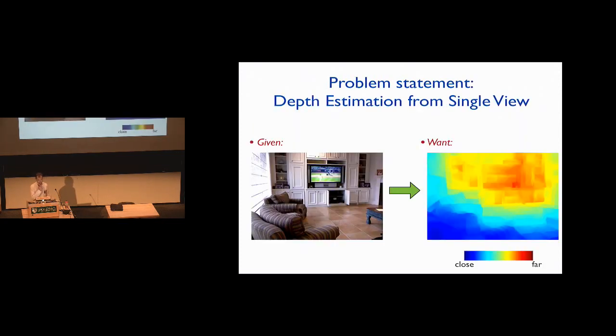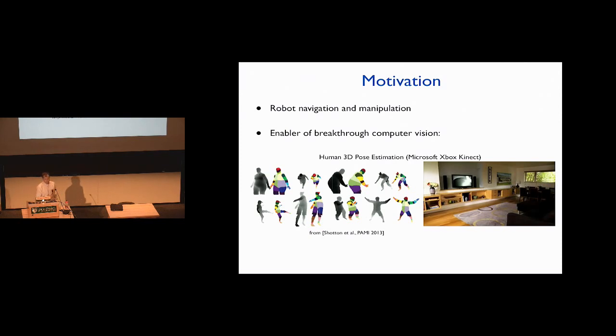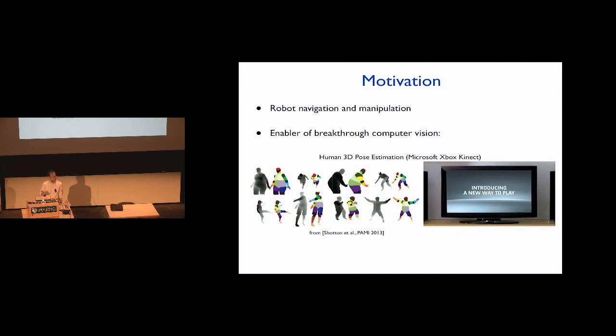So here is the problem statement that we are trying to address. Given as input a single picture of an arbitrary scene, we want to estimate its depth. In other words, at every single pixel, we want to estimate the physical distance from the camera of the scene point that projects at that particular pixel. Now, there are lots of applications of depth for computer vision and for other tasks. For example, it's obviously critical to estimate depth if we intend to build a robot that navigates in an environment, or a robot that manipulates 3D objects.